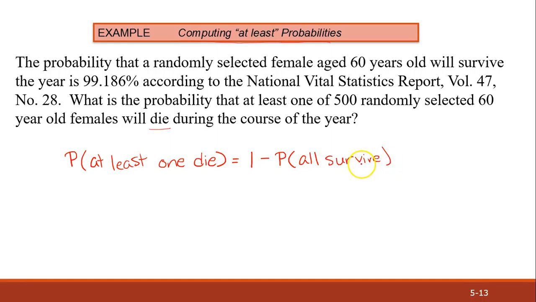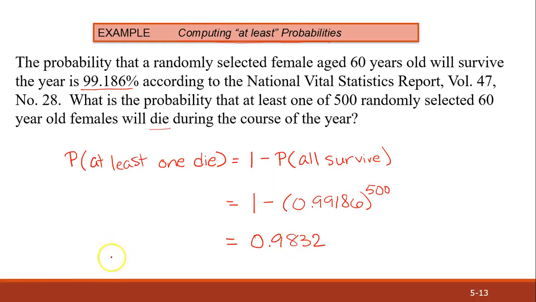Okay, and since all of them are this same percent here, since all 500 are that, what you would say is 1 minus the probability that all 500 will survive. So 1 minus 0.99186 to the power of 500. Find this, subtract it from 1, and what you will end up getting is this number here, 0.9832. And there you go. That is how you compute an at least probability.